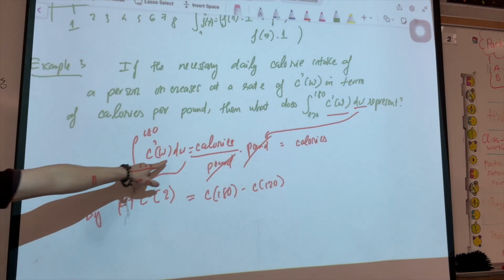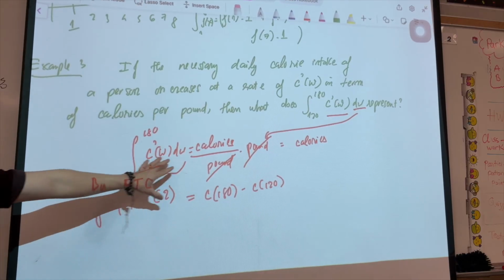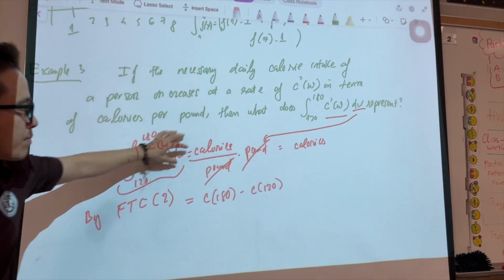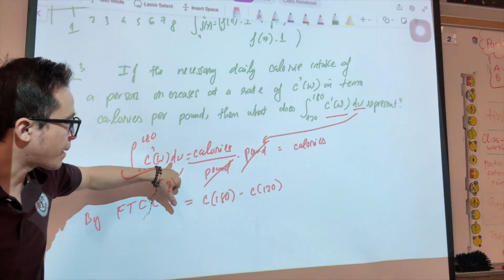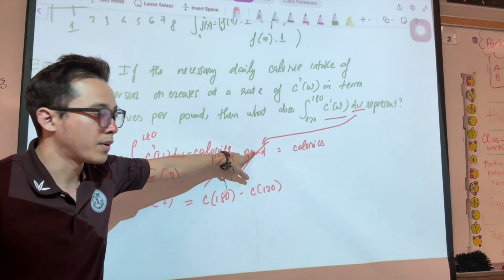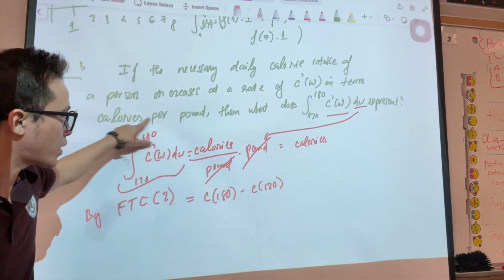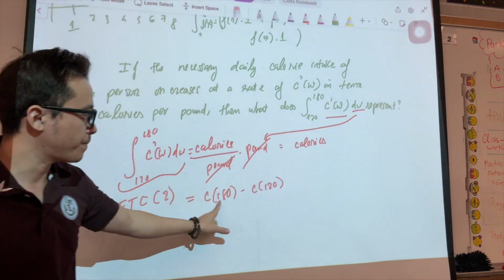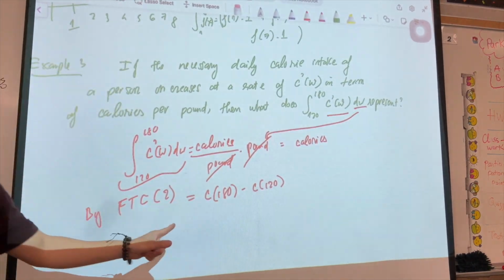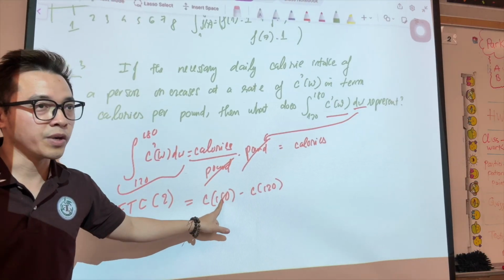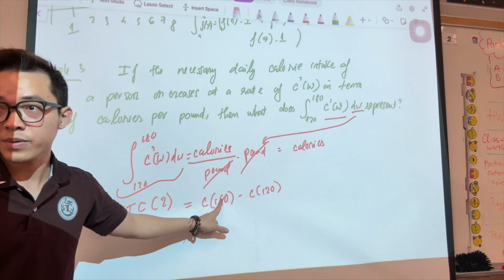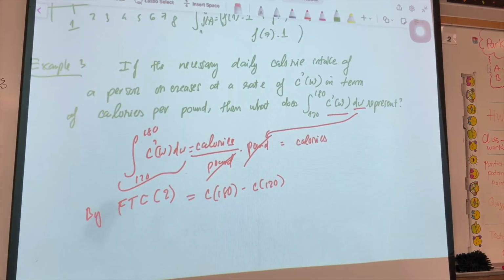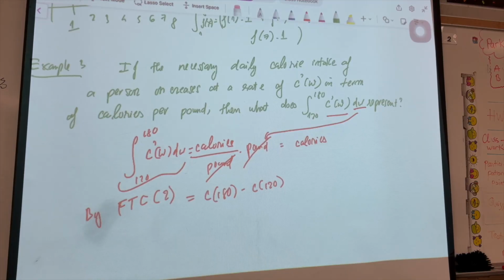So now you know D is the difference, the delta. And if you want to know the unit, you can do it like this. The rate of change means you have calories per pound, multiplied by the difference of pounds, so the pounds cancel out. The unit for this one will be calories. Using FTC part 2, you have the calories of the person who is 180 pounds minus the calories of the person who is 120 pounds. So it's still talking about a difference.